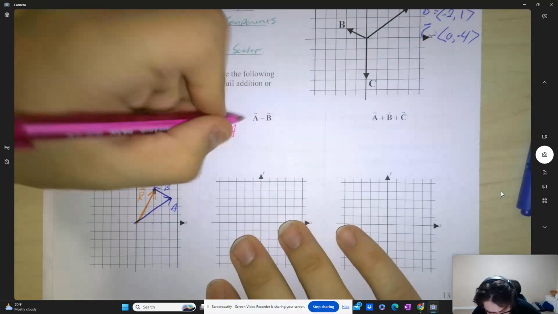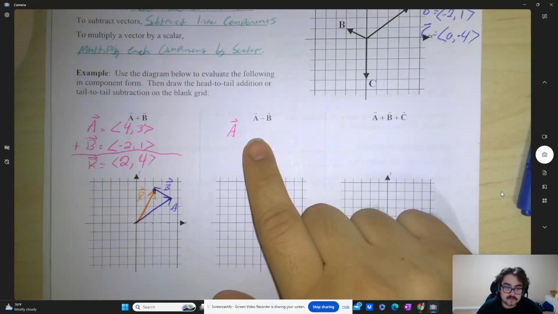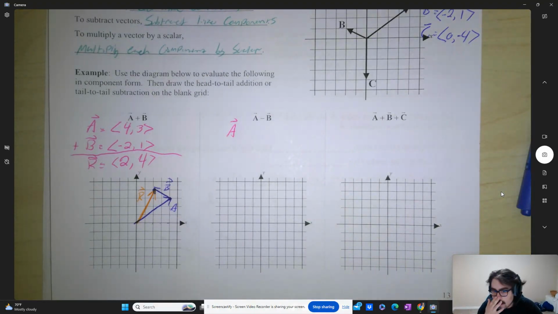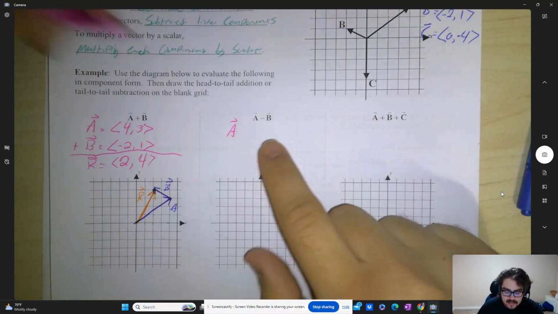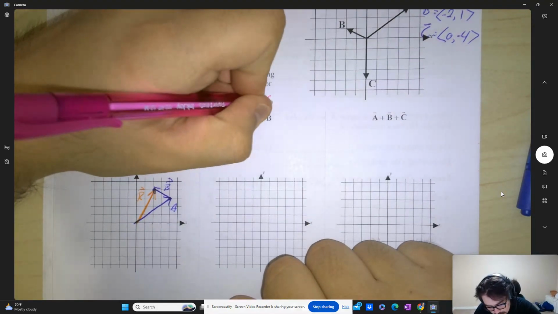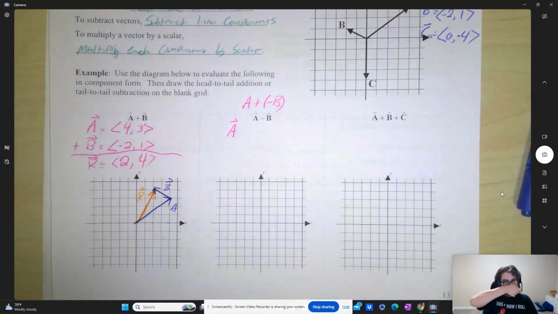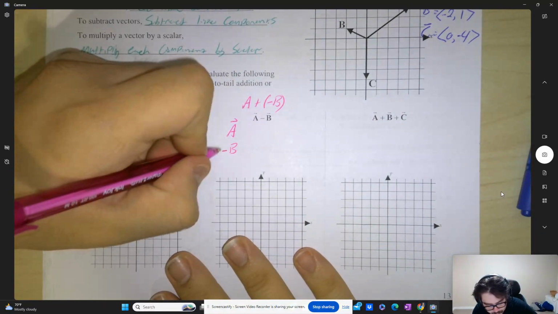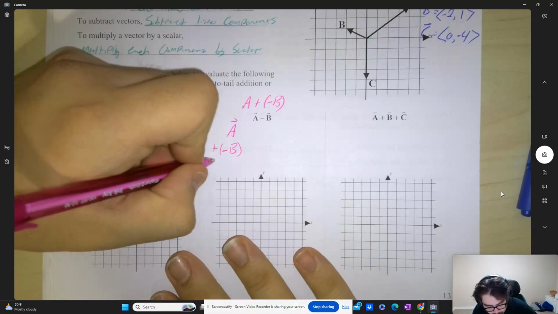A minus B. Okay, well here's what I'm gonna do. If you're gonna subtract it, you can do the head-to-head method where you connect the vectors head-to-head. I think the easiest way to do it is just make B negative and make this expression A plus negative B. I mean, that's the same thing, right? That's what I think is going to be the easiest way to do it. So I'm going to do A and negative B and add those together.